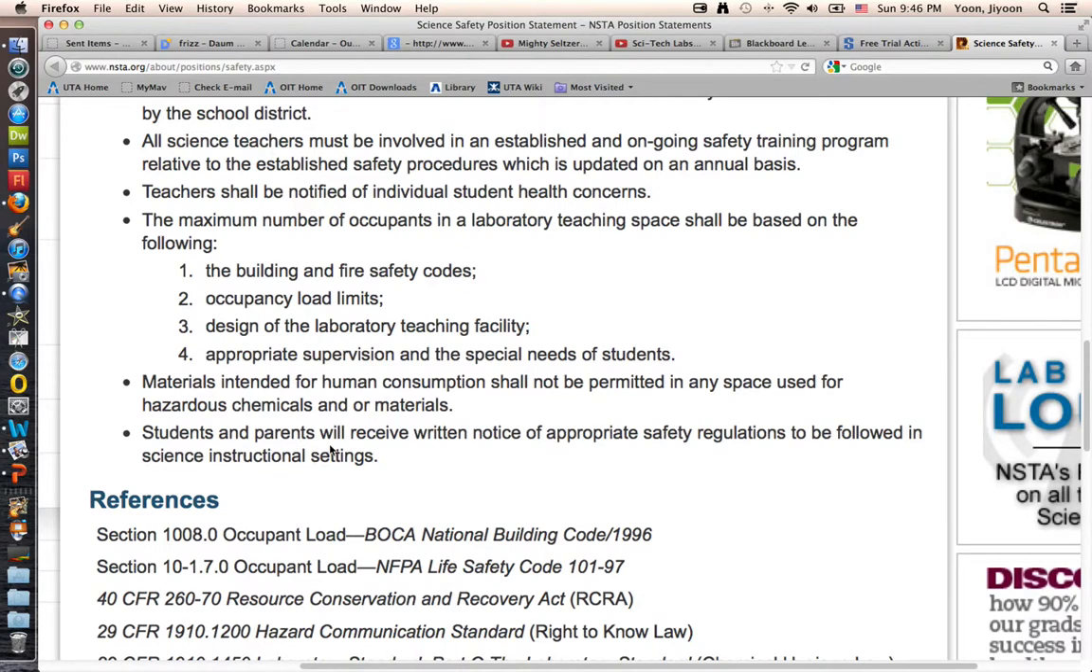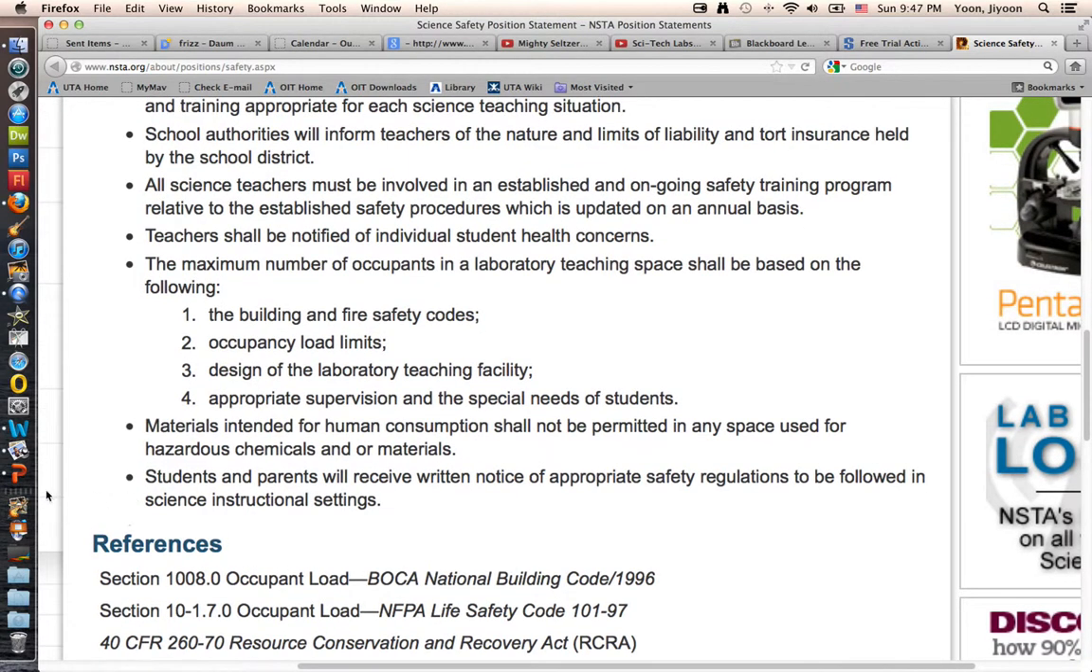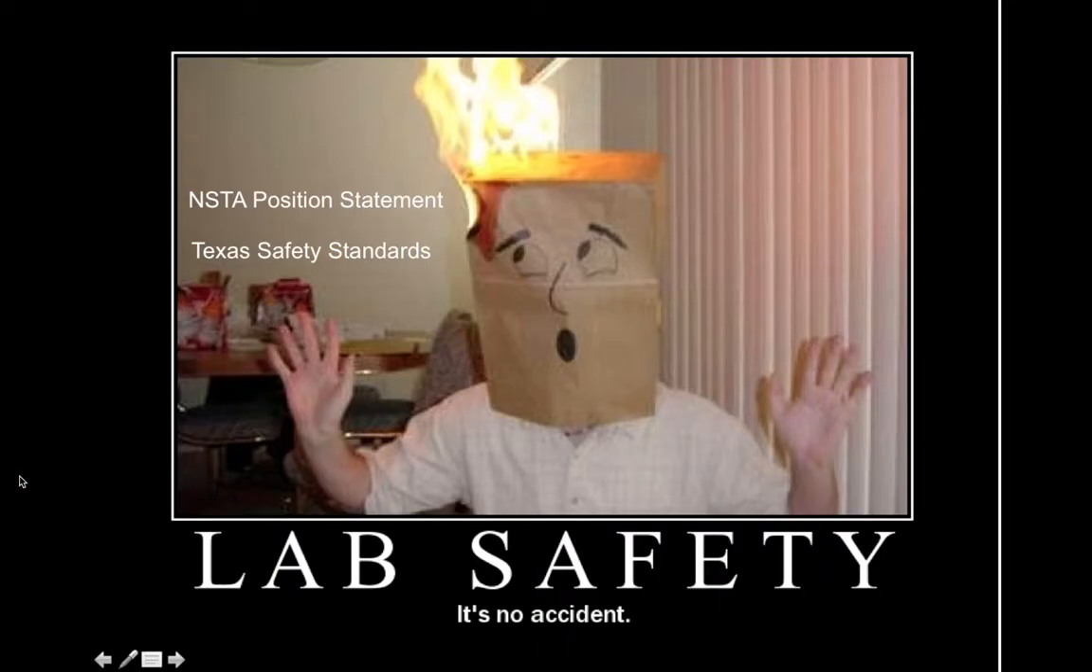And students and parents will receive written notice of appropriate safety regulation to be followed in science instructional settings. So this is what you need to do as a science teacher. Students and their parents need to be aware of the safety regulation. So make a contract and add some more safety rules together and have students and their parents sign on it. That's the way you can make sure they're aware of that.